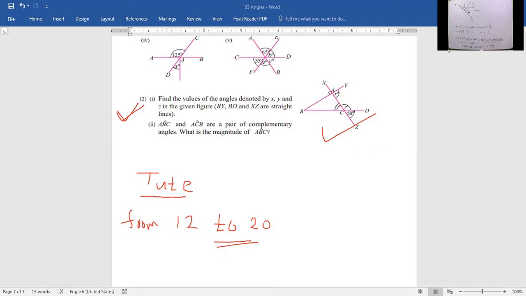Right, okay, so for today, I'll be stopping from here. This is the end of this angle lesson.